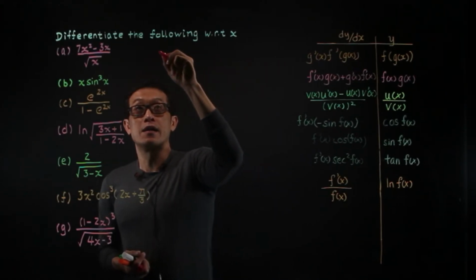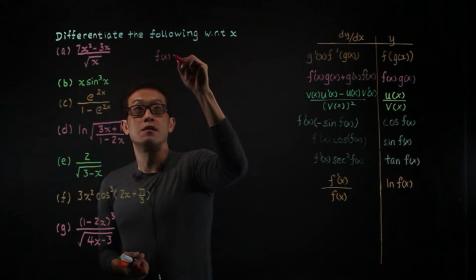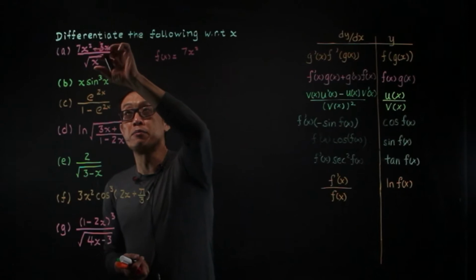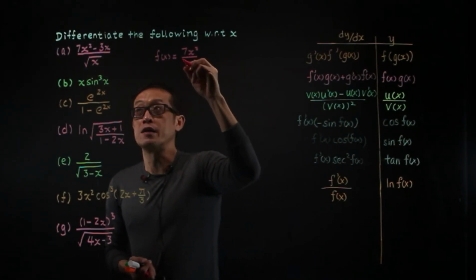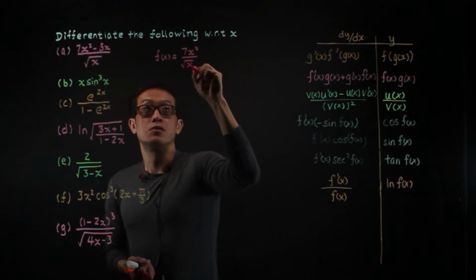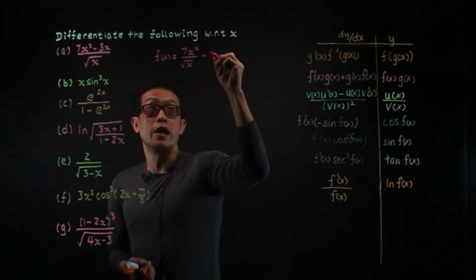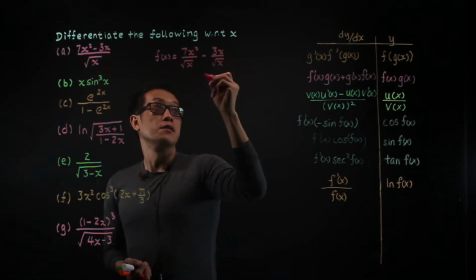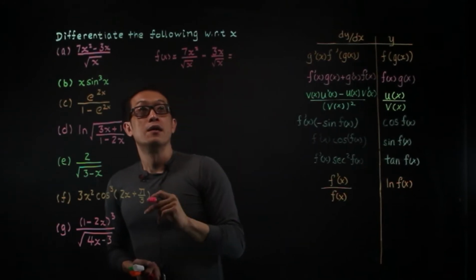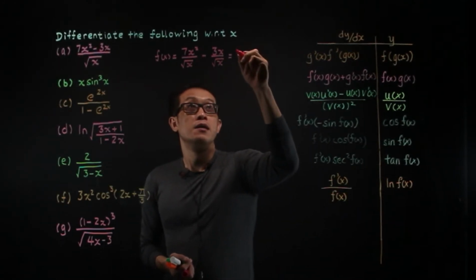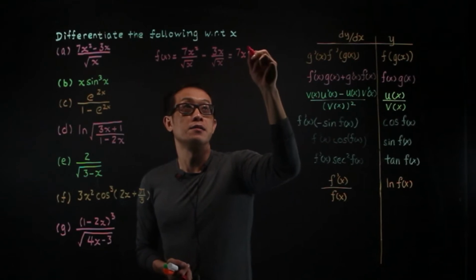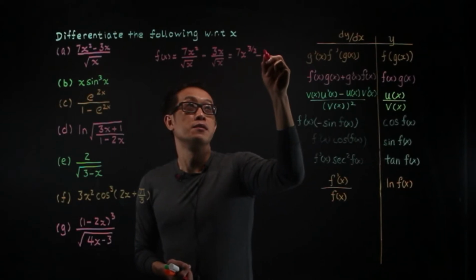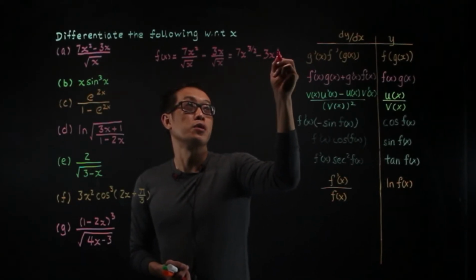So how am I going to do it? Let f of x be equal to 7x squared minus 3x, all over root x. Now, you can break it up into two different parts: 7x squared over root x minus 3x over root x. Then this will become 7x to the power of 3 over 2 minus 3x to the power of half.